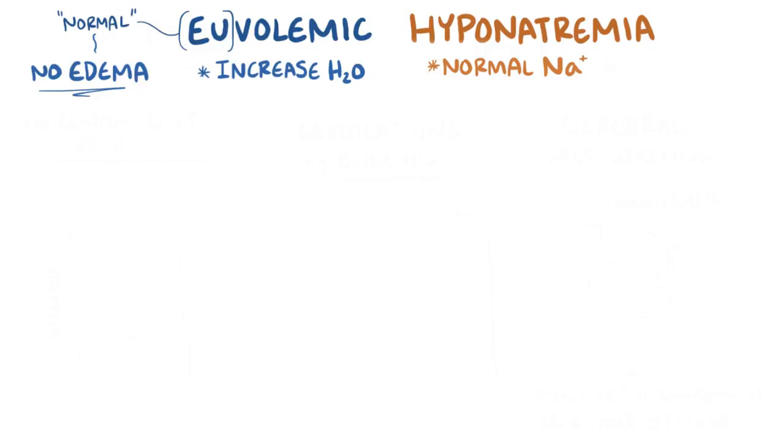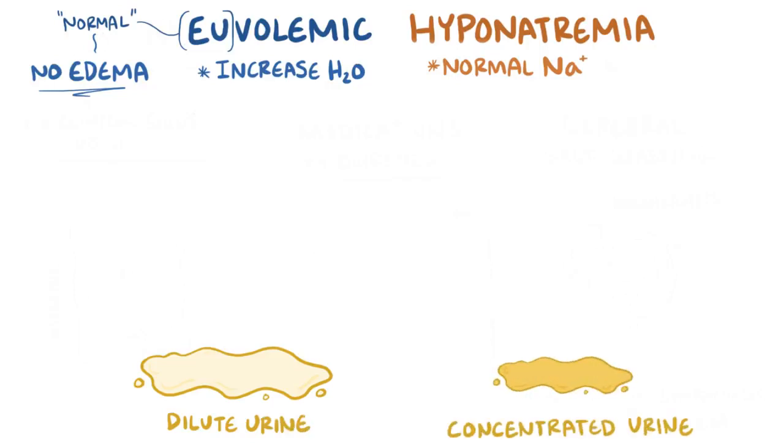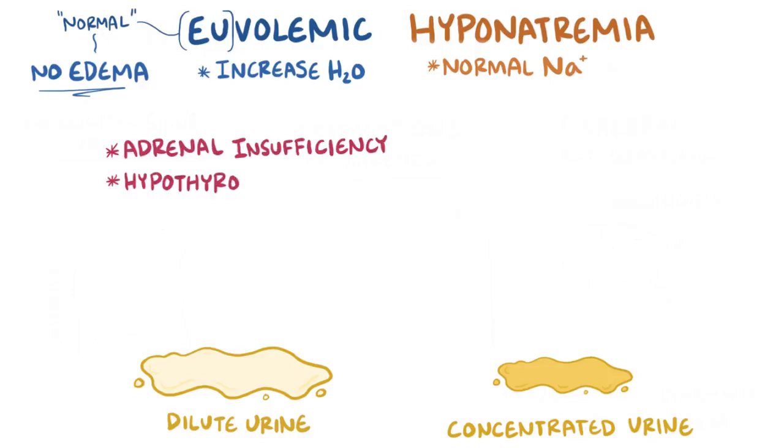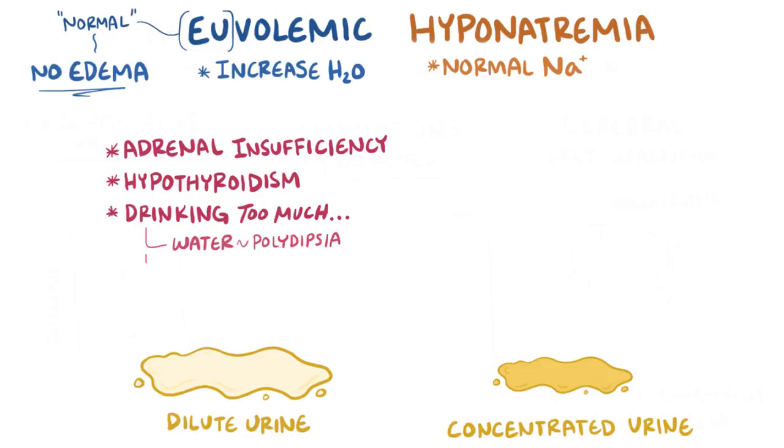Euvolemic hyponatremia can be split into cases with dilute urine and concentrated urine. Cases that cause dilute urine include adrenal insufficiency, hypothyroidism, and drinking too much water, called polydipsia, as well as drinking too much beer, which is called potomania. Basically, here the body has a lot of water and the kidneys are trying to get rid of it as best they can.